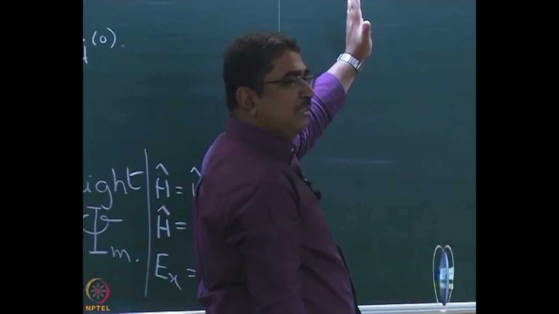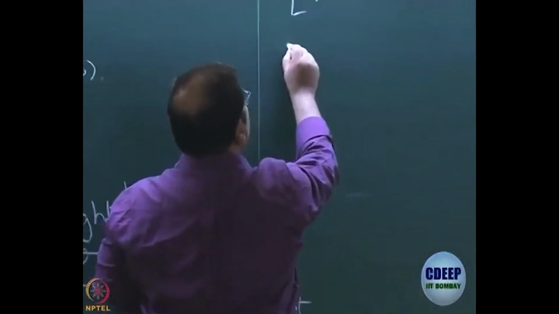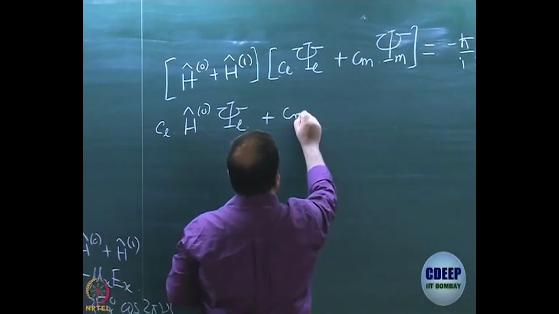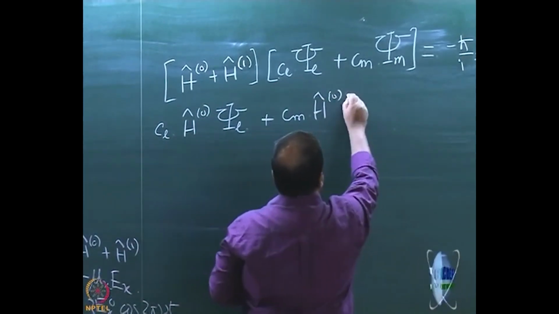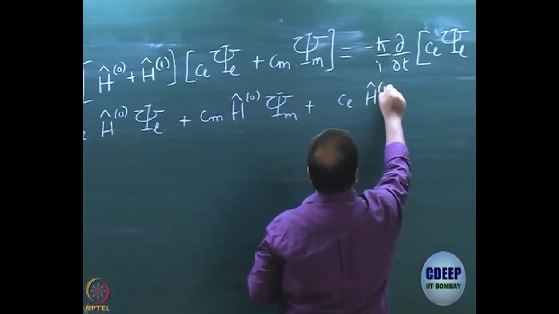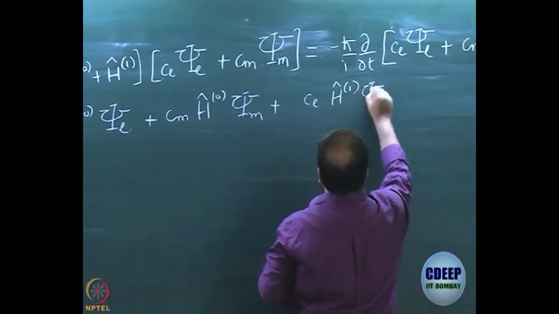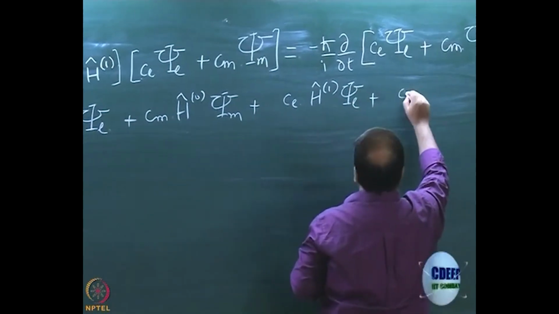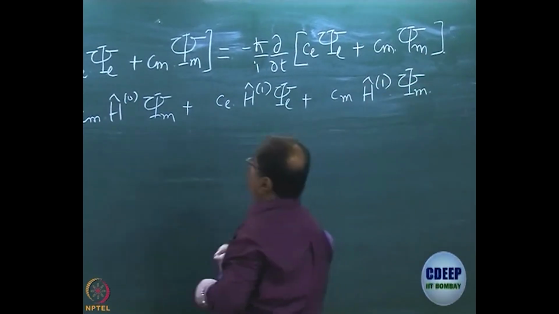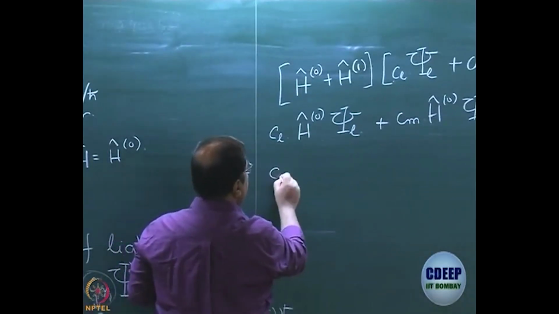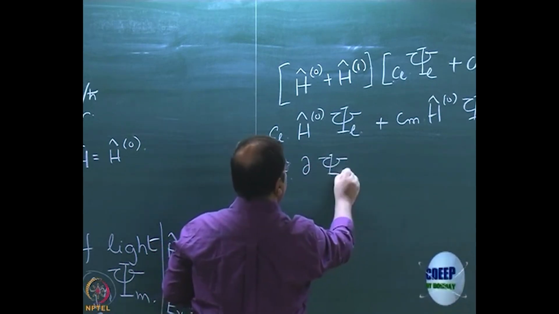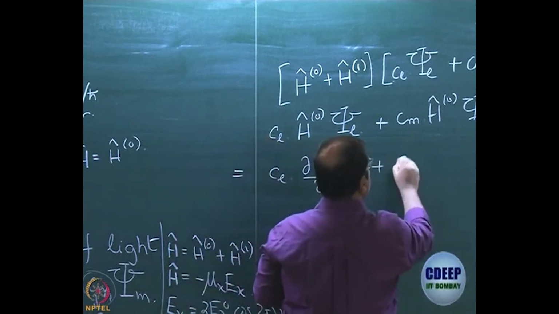On the left hand side, what are the first two terms? H0 Cl multiplied by, maybe I will do it, Cl H0 capital psi L plus Cm H0 capital psi M plus Cl H first capital psi L plus Cm H first capital psi M, and the right hand side is Cl del capital psi L del T plus Cm.